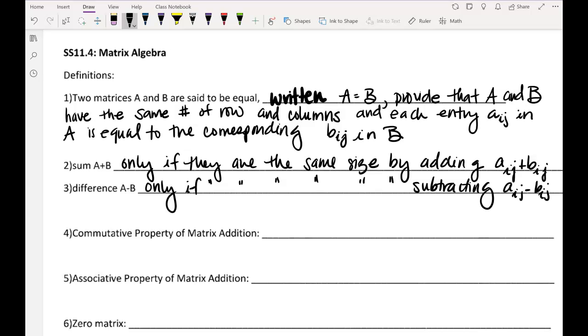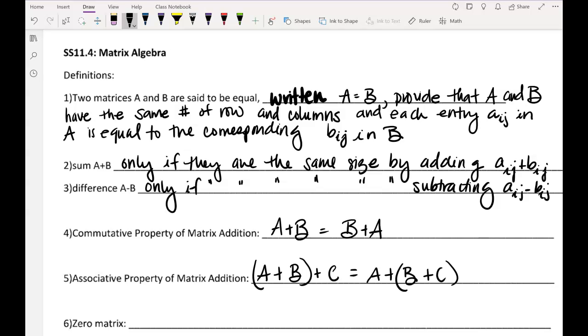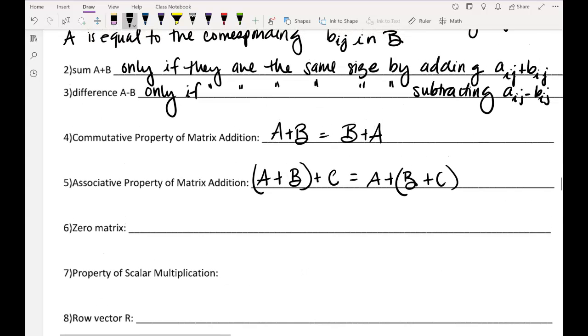Commutative property of matrix addition. So if we have A plus B, we can compute B plus A. Now, associative property of matrix addition. So we have A plus B first, and then plus C. That would be the same thing as if we were to add matrix B and C first and then add A. As you can see, these are not the same for subtraction. Okay, zero matrix. So if we have matrix A plus zero matrix, which is the same thing as zero matrix plus A, which equals just simply matrix A.